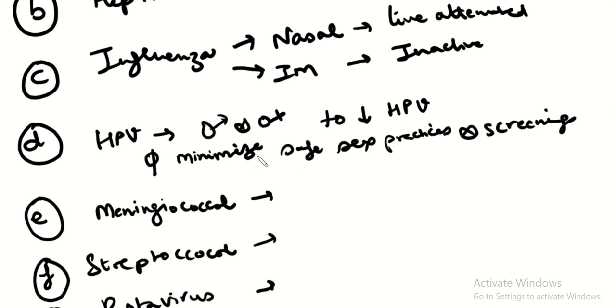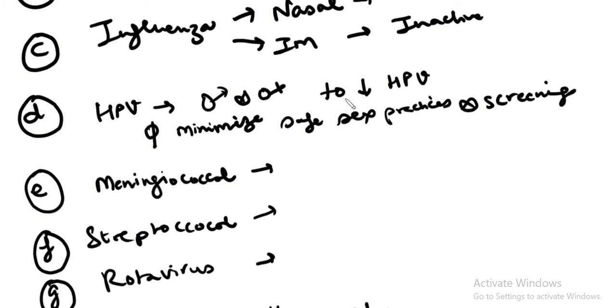HPV has implications for genital warts and also cancers like cervical cancer, oral cancers, cancers of the head and neck, and anal cancer. But that doesn't mean we don't use safe sex practices and don't screen patients. We still recommend pap smears for women, and we still recommend safe sex practices, because the vaccine is against certain strains, not all strains.